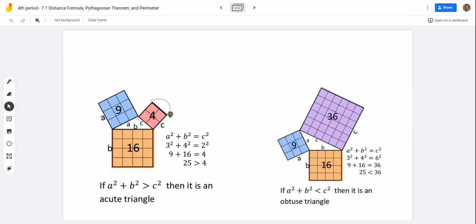And likewise, if we took that angle and made it obtuse, still with the same side lengths for a and b, we blew up c really large. Now this is too big, and it doesn't match up with 25, which is what we found earlier for 9 plus 16. So again, a squared plus b squared equals c squared only works for right triangles.